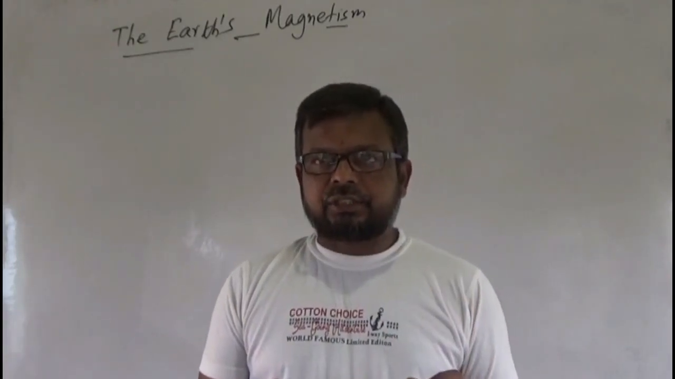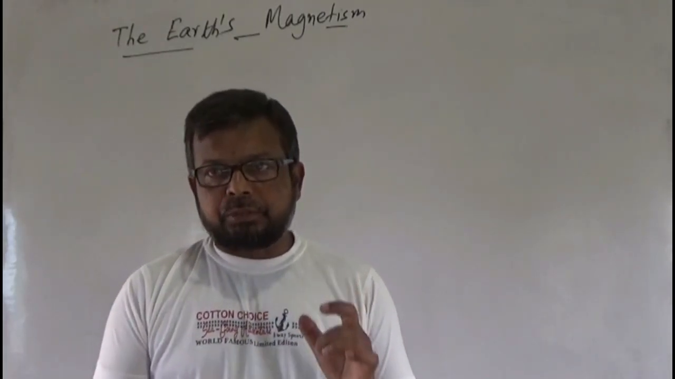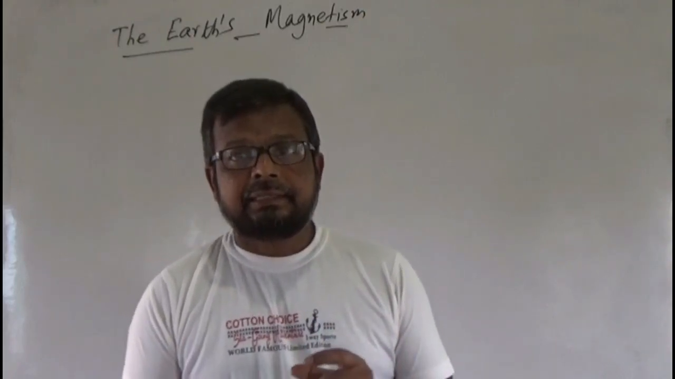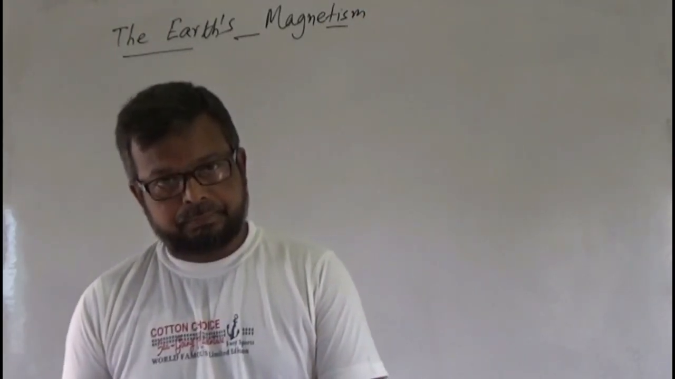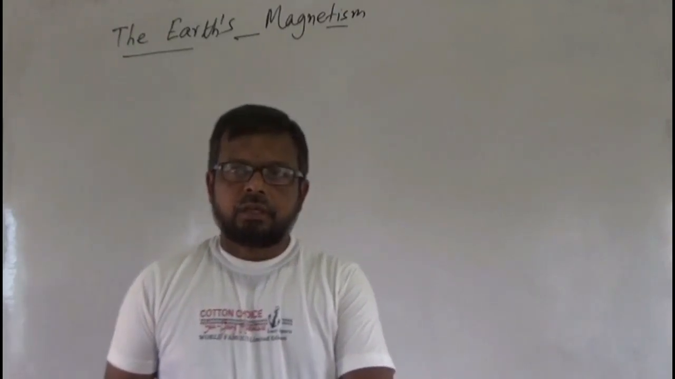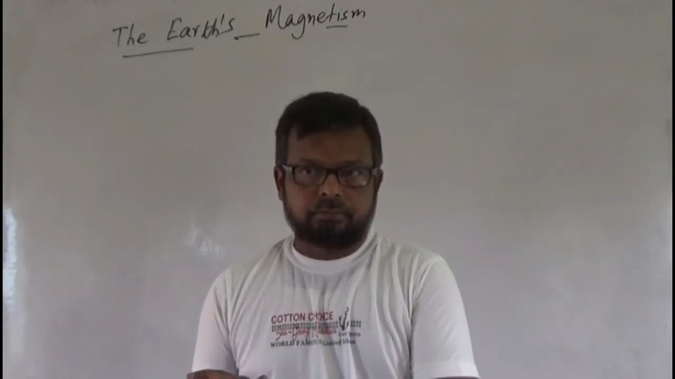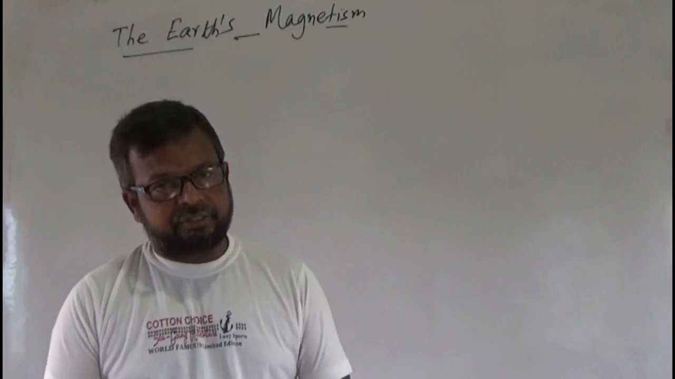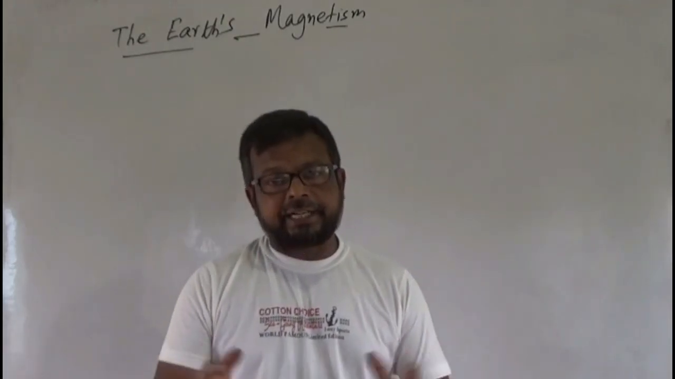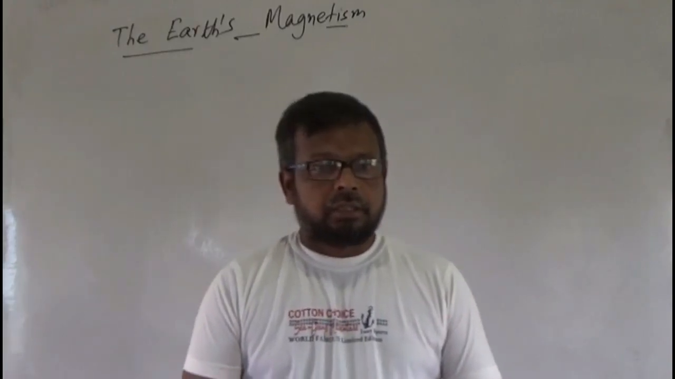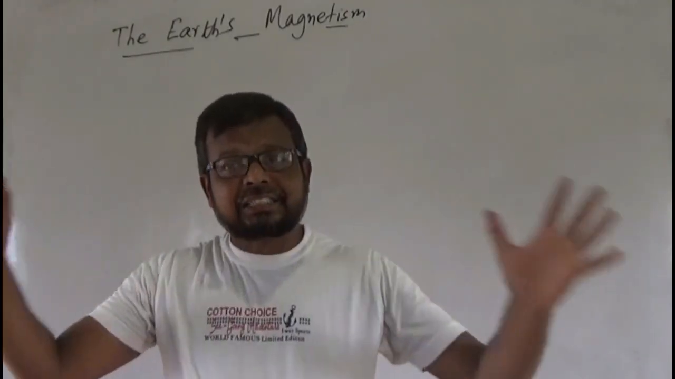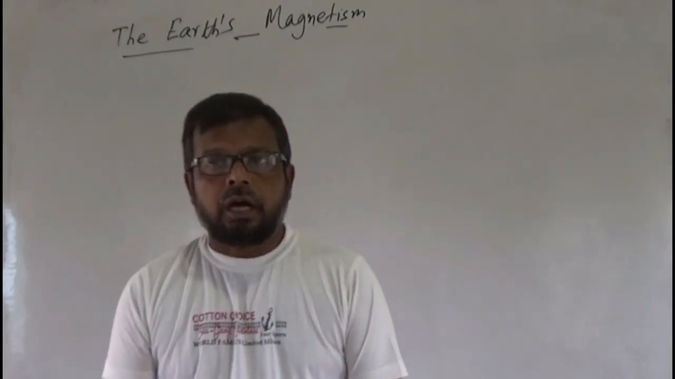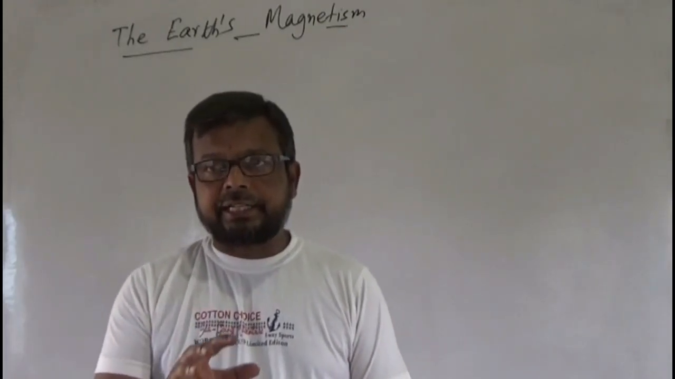The magnetic field lines of the Earth resemble that of a hypothetical magnetic dipole located at the center of the Earth. That means if we place a magnetic dipole at the center of the Earth and study the magnetic field due to that magnetic dipole, then that will be the same as the Earth's magnetic field, and from that we can say that Earth behaves like a huge magnet, that is, a magnetic dipole.